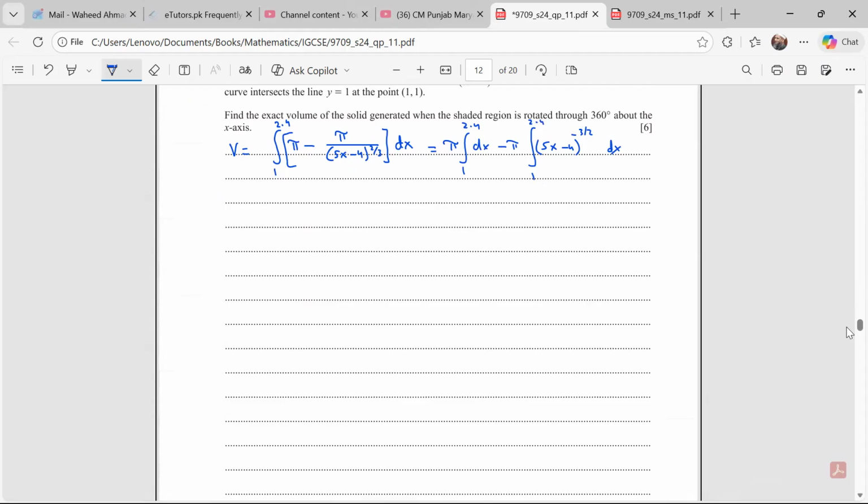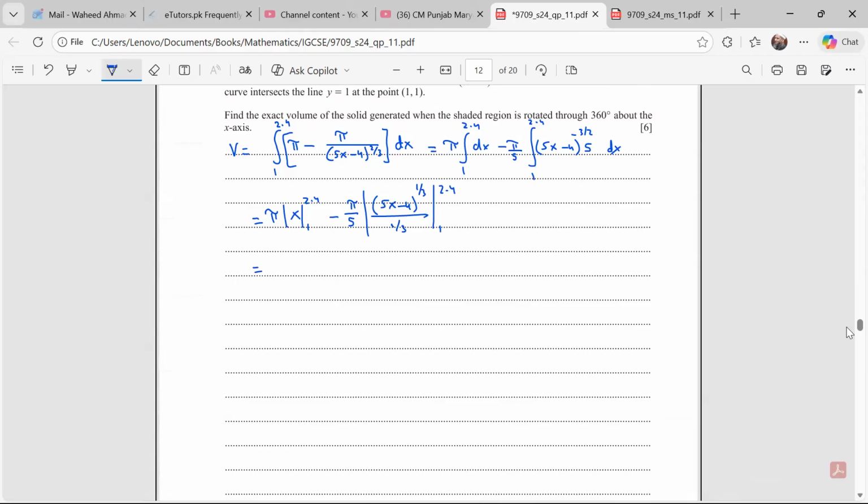Now the derivative of this inner part is 5, so I put 5 here and divide by 5 here. No problem. This first integral is pi and the integration is x only, with limits from 1 to 2.4, minus pi by 5. When I integrate this part, it has power minus 2/3 and its complete derivative is there, so power plus 1: (5x minus 4) to the power of minus 2/3 plus 1, which is 1/3, divided by 1/3, with limits from 1 to 2.4.